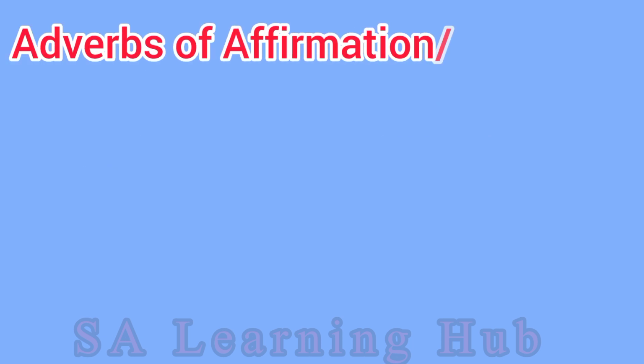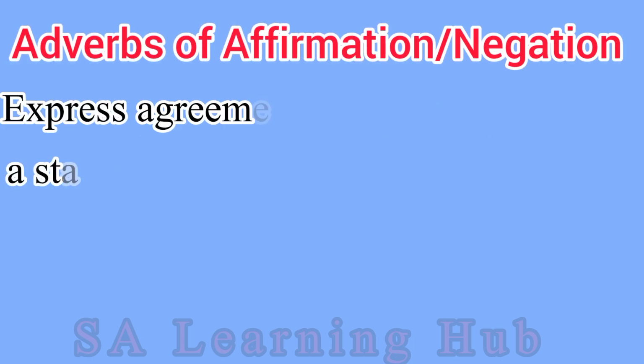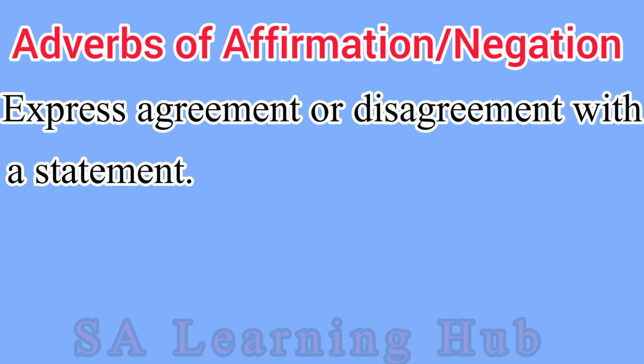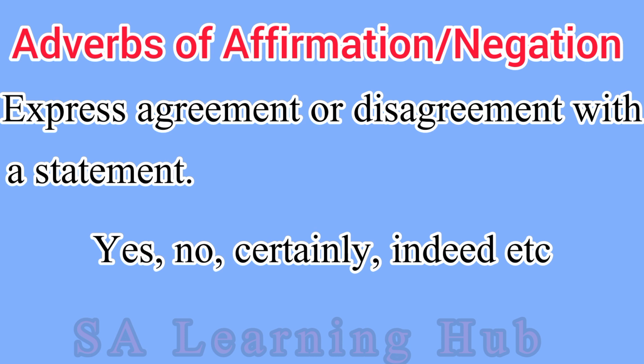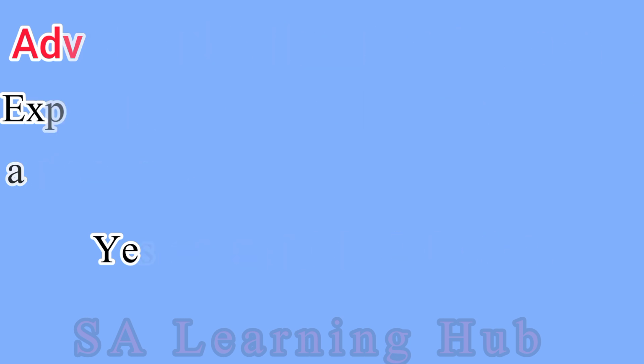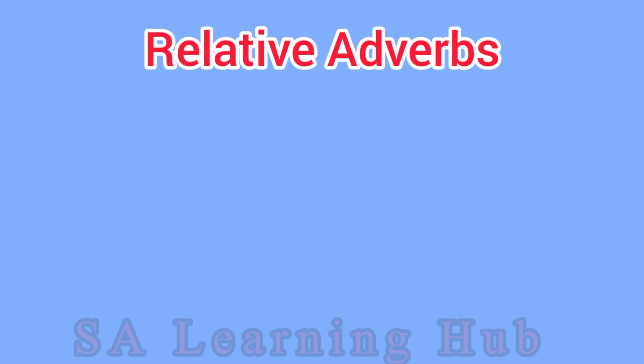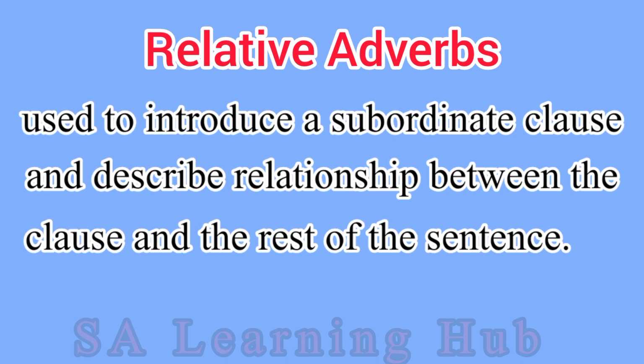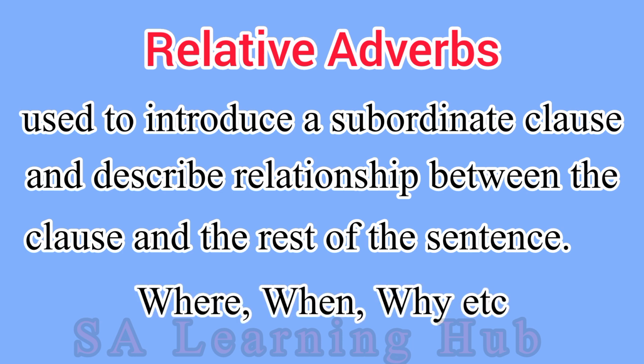The sixth one is adverbs of affirmation or negation. These adverbs express agreement or disagreement with a statement. It includes yes, no, indeed, certainly, etc. For example, yes, I will come to the party. In this sentence, yes is an adverb of affirmation. Now, the seventh type of adverb is relative adverbs. These adverbs are used to introduce a subordinate clause and describe a relationship between the clause and the rest of the sentence. It includes where, when, why, etc. For example, this is the reason why I am leaving.